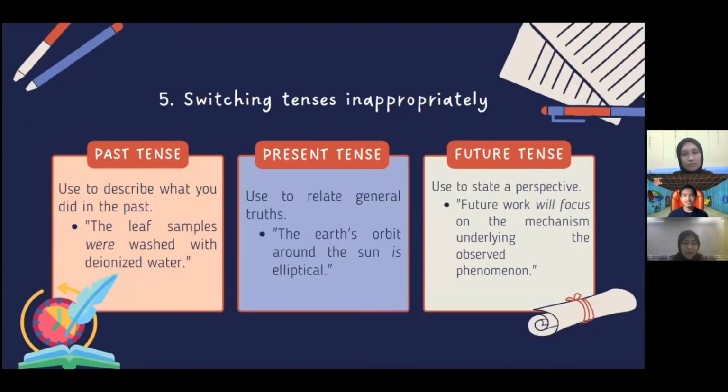Next, the fifth point is switching tenses inappropriately. Past tense is used to describe what you did in the past. For example, the leaf samples were washed with deionized water. Next, present tense is used to relate general truth. For example, the Earth's orbit around the Sun is elliptical. And the future tense is used to state a perspective. For example, future work will focus on the mechanism underlying the observed phenomenon.